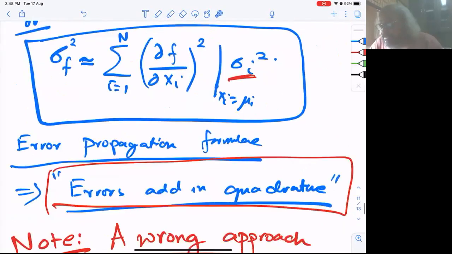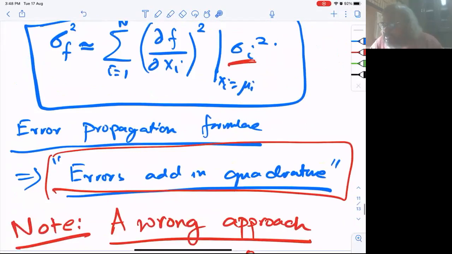This is so important that there's a very popular statement in the experimental community. They say that errors add in quadrature. Remember that, because this is what you will always hear in a good lab. Errors add in quadrature, as in, it's actually the square of the errors that adds. So what that means is that suppose you are measuring two things, for example, you are measuring the current and the resistance to infer the voltage.